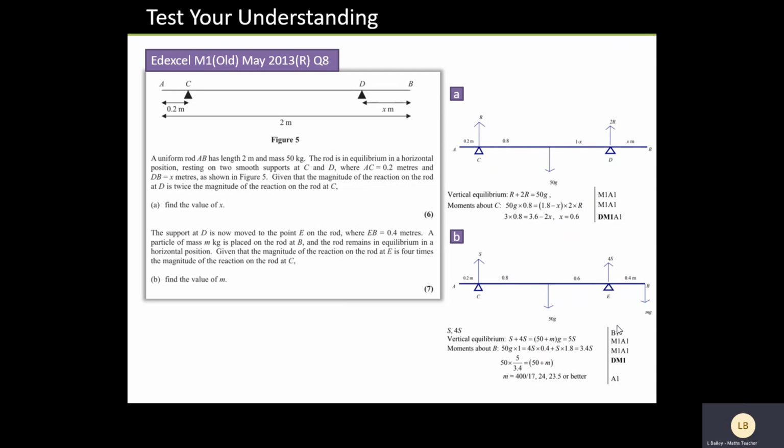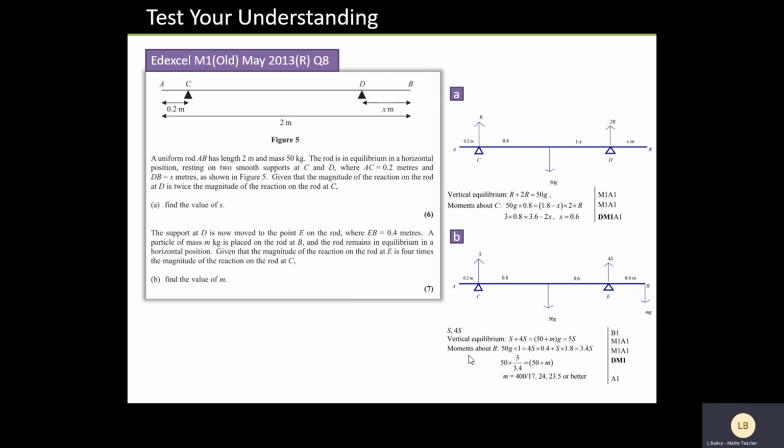Okay, so putting everything into action, again, I'm going to look at the forces going vertically. So going up, I've got an S and a 4S. Going down, I've got the weight of the rod, 50G, plus I've got this mg. So altogether, I've got 50G plus mg going down and 5S going upwards. Because they're in equilibrium, the force upwards must be equal to the force downwards.